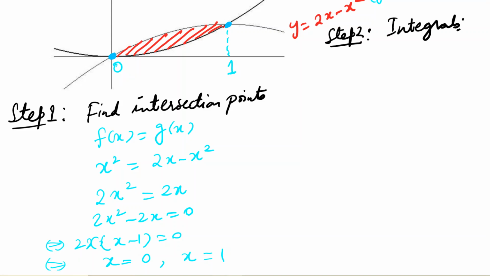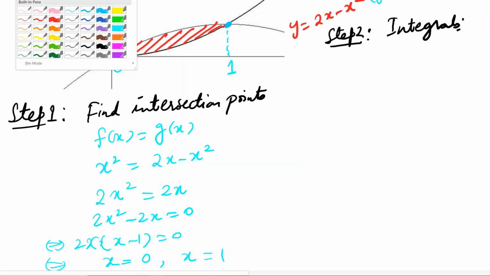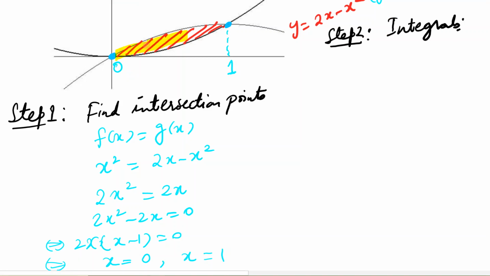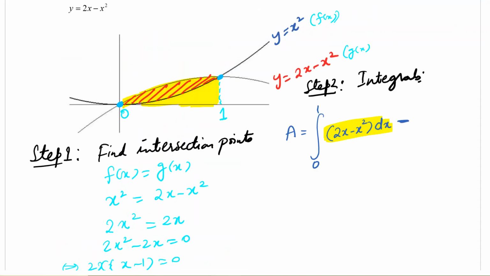The second step is we're going to set up our integral. In order to find this shaded area, we can find the area under the upper curve. So the definite integral is going to be the integral from 0 to 1 of 2x minus x squared dx. That is our upper curve.